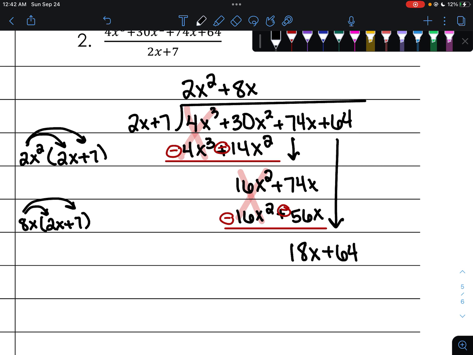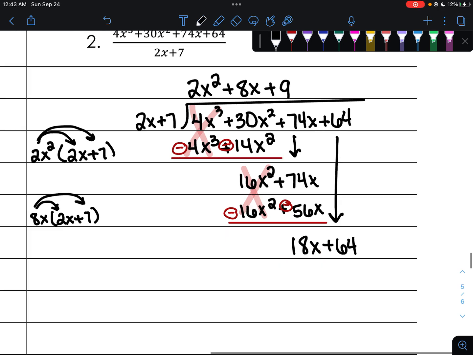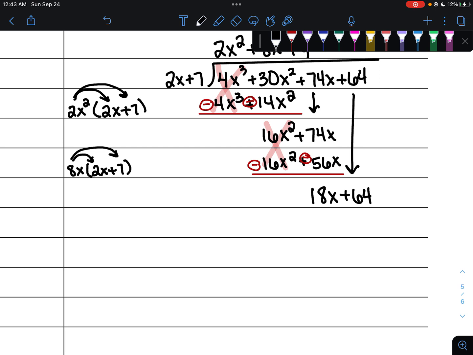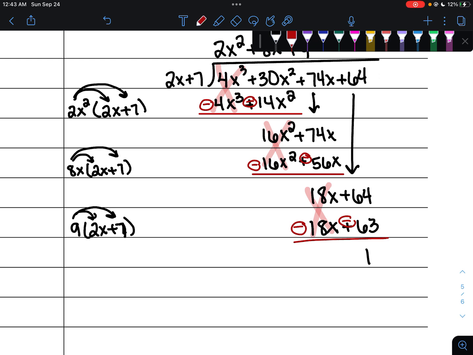From here, I see that I need to multiply 2x by 9 to get 18x. So I have 9 times 2x plus 7. 9 times 2 is 18x. 9 times 7 is 63. Then we draw our line, change all the signs. So from here, 18x minus 18x cancels out, and 64 minus 63 is 1. So this time we do have a remainder.